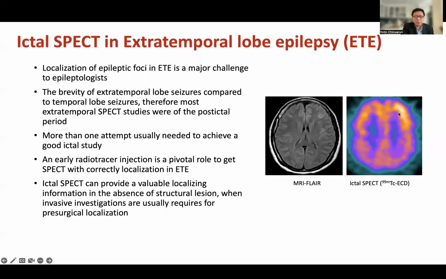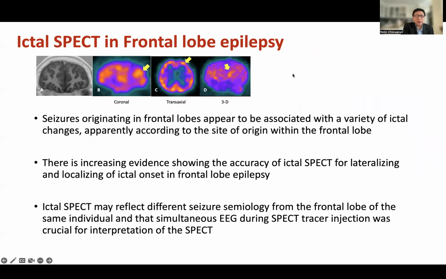How about the localization in frontal epilepsy? Seizures originating in the frontal lobe appear to be associated with variable ictal changes, according to the site of origin within the frontal lobe. There is limited evidence showing the accuracy of ictal SPECT for lateralizing and localizing the ictal onset in frontal epilepsy. Ictal SPECT may reflect different seizure symptoms from the frontal lobe of the same individual, and simultaneous EEG during the ictal SPECT tracer injection is very crucial for interpretation of the SPECT.